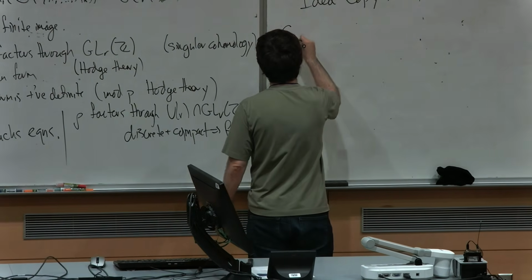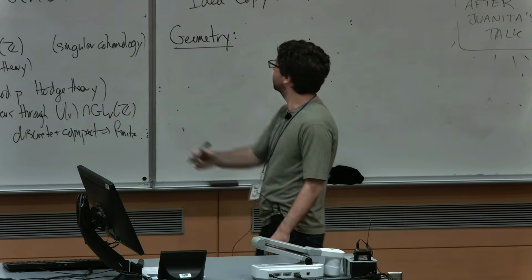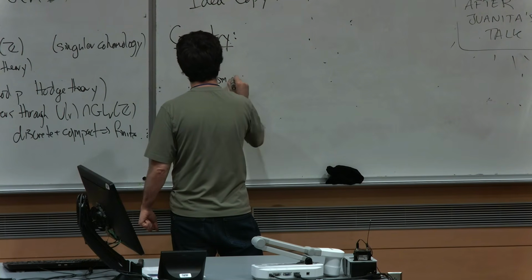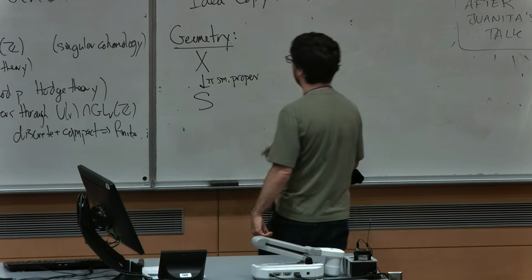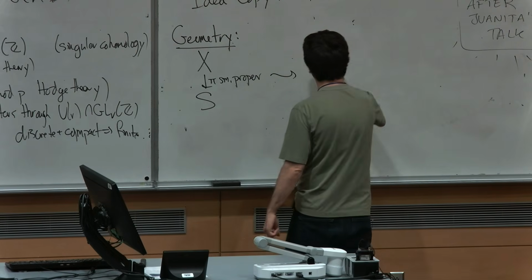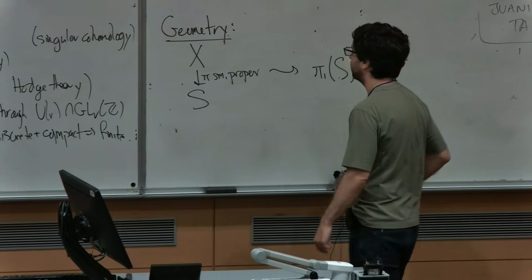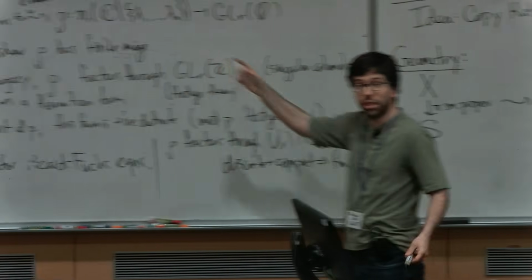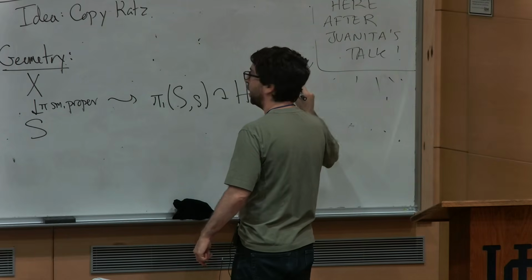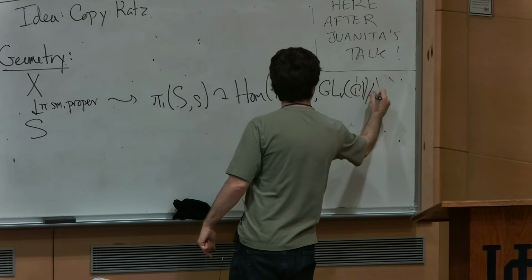Here's the geometry. The geometric setup in which this all works is the following. One has a smooth, proper family of algebraic varieties, maybe with some extra decoration, like a divisor. Don't worry about it. To this, one can associate the following data. The fundamental group of the base acts on representations of pi 1 of the fiber into, say, GL_r(C), up to conjugation.